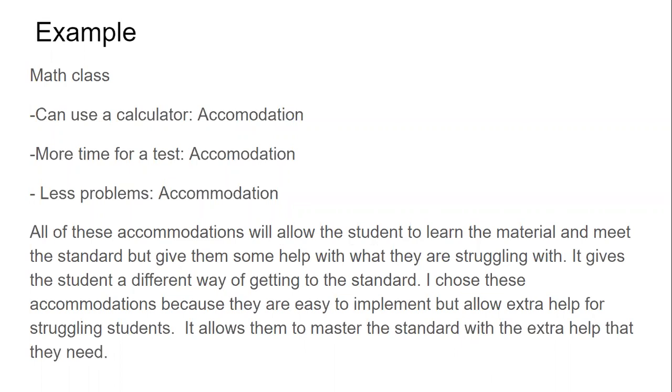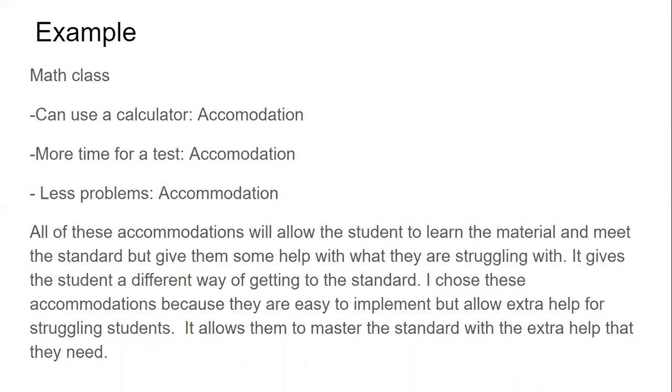And so with that, what I am writing in my paragraph is that all of these accommodations will allow the student to learn the material and meet the standard, but give them some help with what they are struggling with. It gives the student a different way of getting to the standard. I chose these accommodations because they're easy to implement but allow extra help for struggling students. It allows them to master the standard with the extra help that they need. So I have explained my 3 different ones. I've explained why I've chosen them and how it will help them get to the standard.